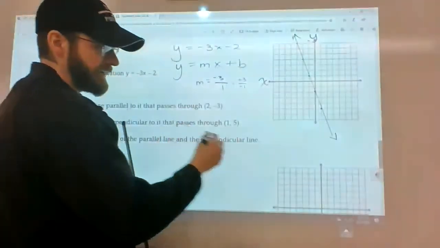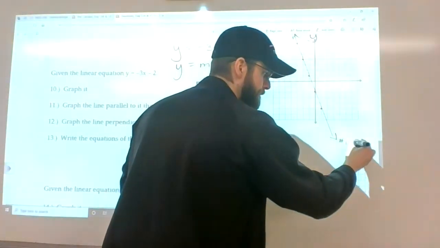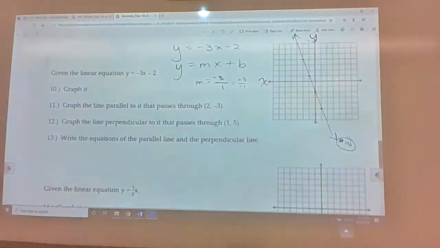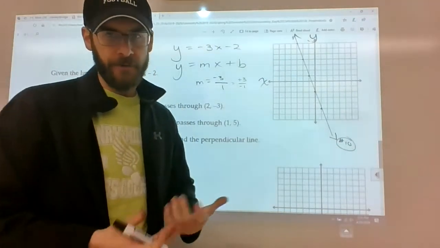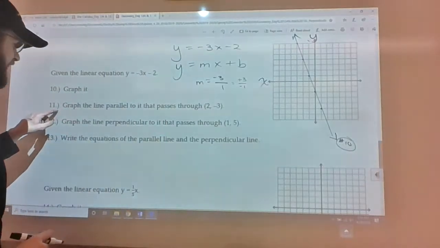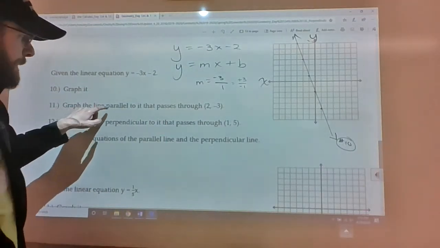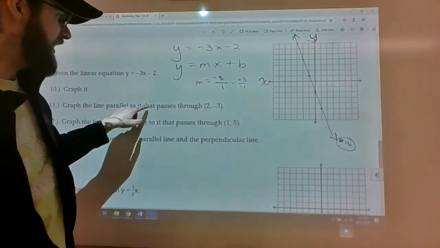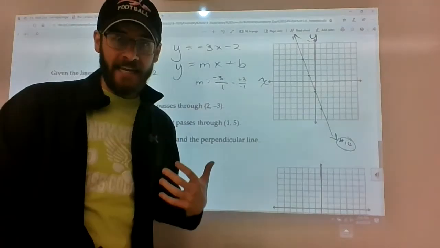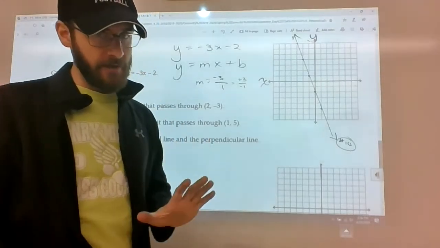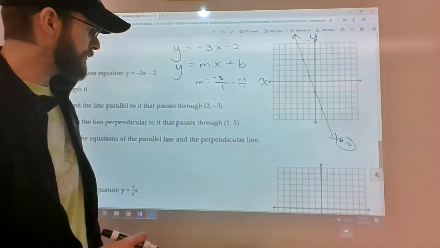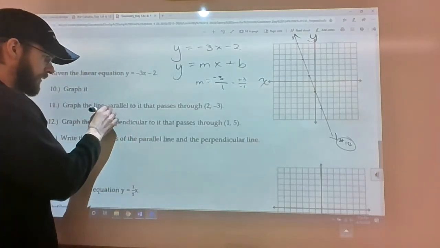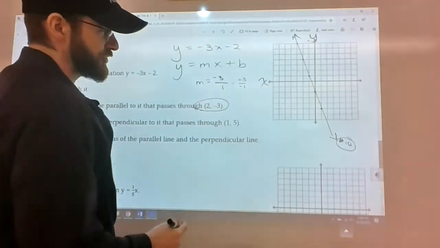So this line is number 10. Again, pretty basic stuff I think you guys already knew how to do. The second thing is graph the line parallel to it that passes through 2, negative 3. Now that's a little trickier. So what we're going to do is first talk about the point that it crosses is 2, negative 3.